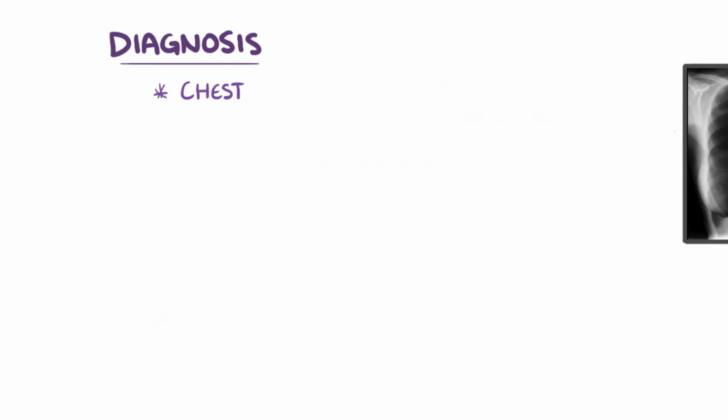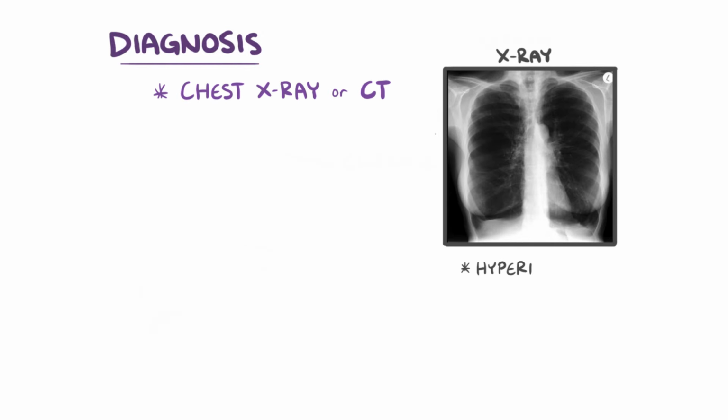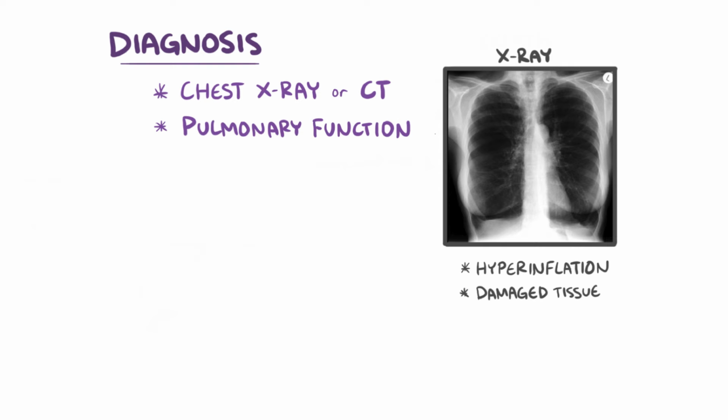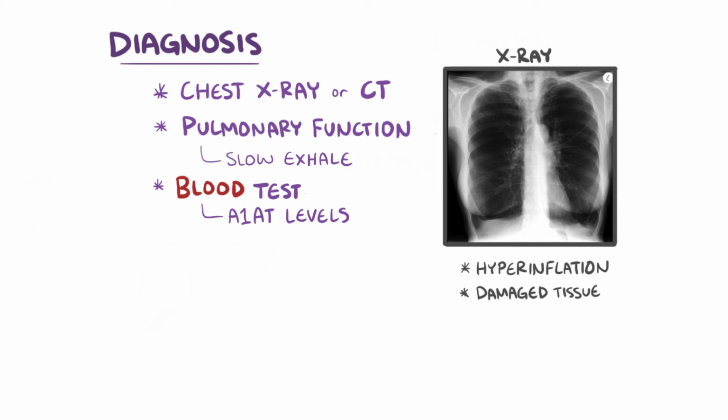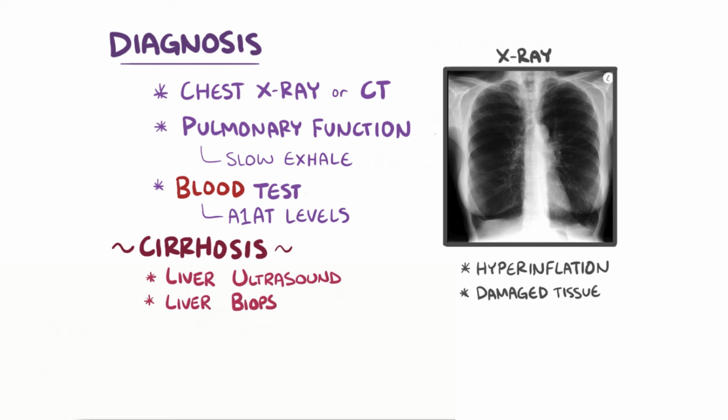Diagnosis of alpha-1 antitrypsin deficiency often starts with a chest X-ray or chest CT scan to look for hyperinflated lungs or evidence of damaged lung tissue. In addition, pulmonary function testing can be used to measure how quickly air exits the lungs, which can be slower than normal. The level of alpha-1 antitrypsin in the blood can also be measured. Cirrhosis caused by alpha-1 antitrypsin can be diagnosed with liver ultrasound or a liver biopsy.